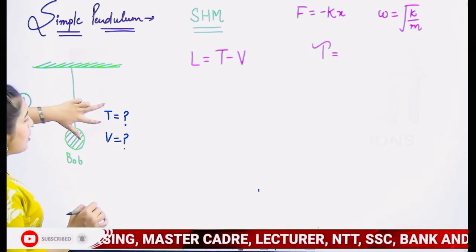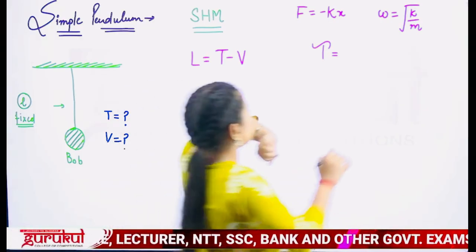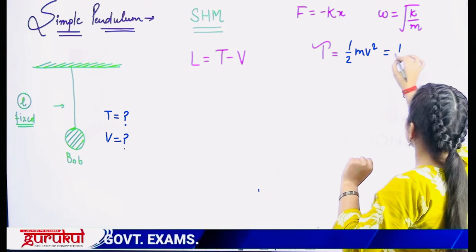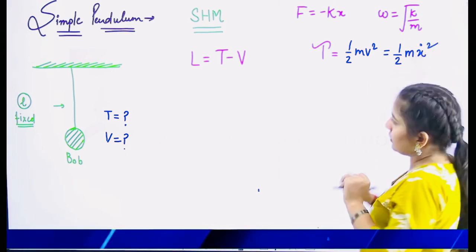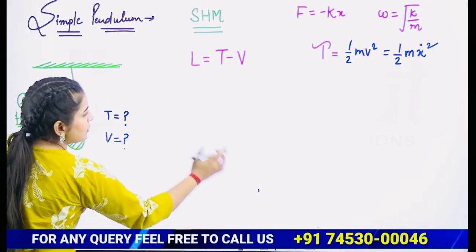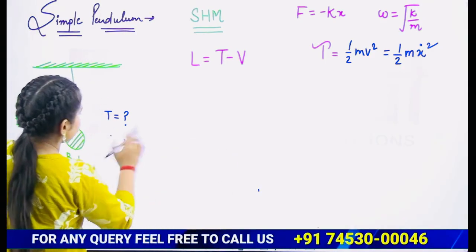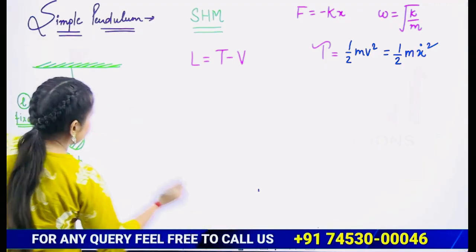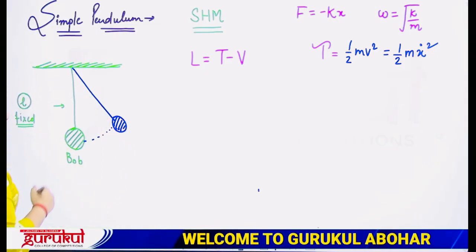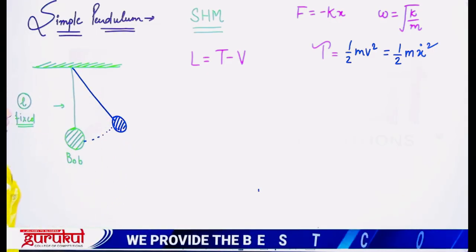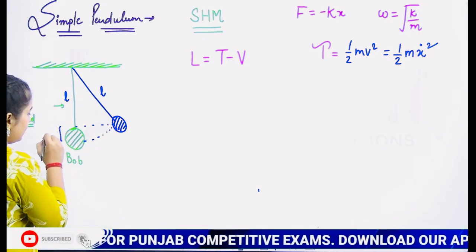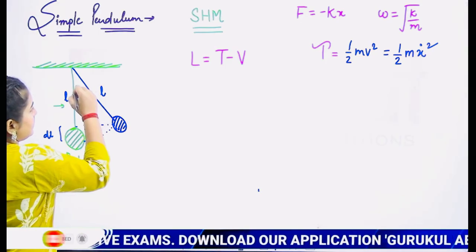So if I talk about the kinetic energy, it is nothing but half mv square, or I can write it as half m x dot square. Now you know this pendulum will oscillate. How will this pendulum oscillate? Like this, right? The pendulum will oscillate like this. Clear? Now, if the distance is L, this is also L, and this is something like dL. And let this angle be theta.